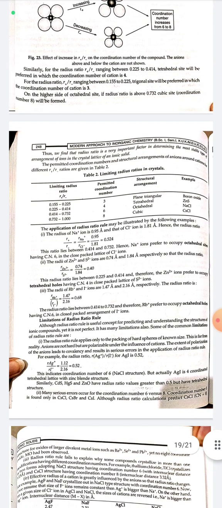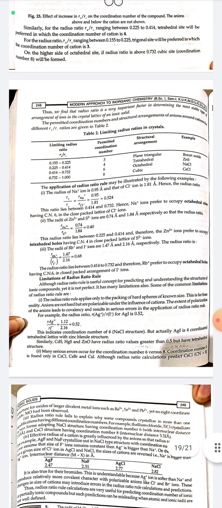Application of the radius ratio rule may be illustrated by the following example. The radius of the Na positive ion is this and the chlorine ion is this. And the radius ratio is this. The ratio lies in the range where Na positive has octahedral sites.